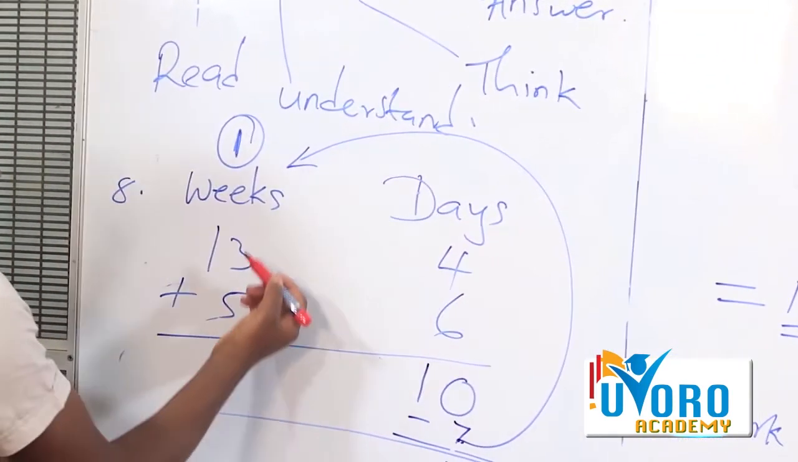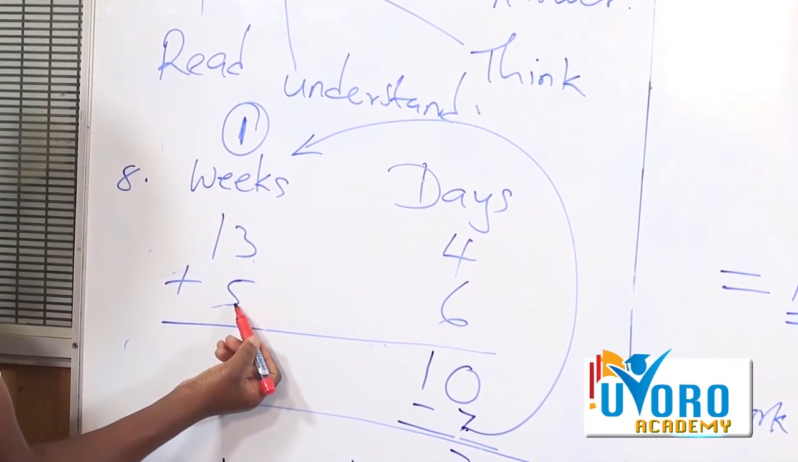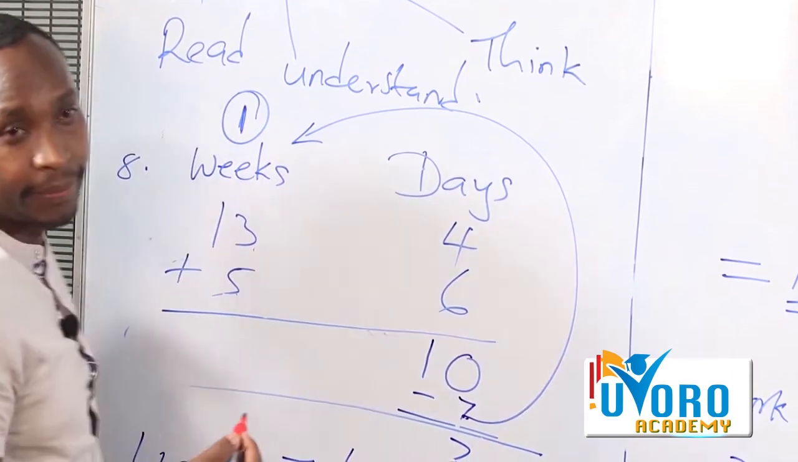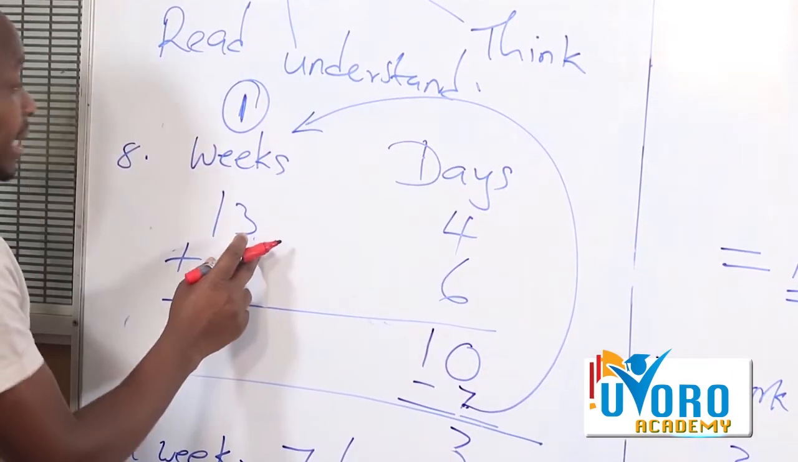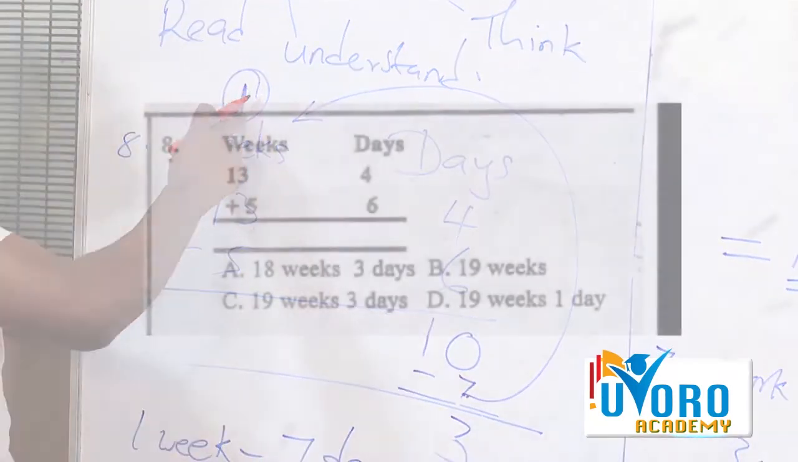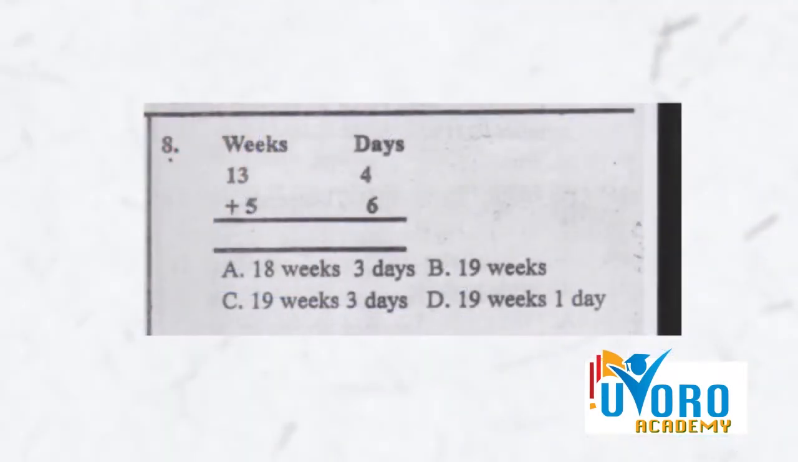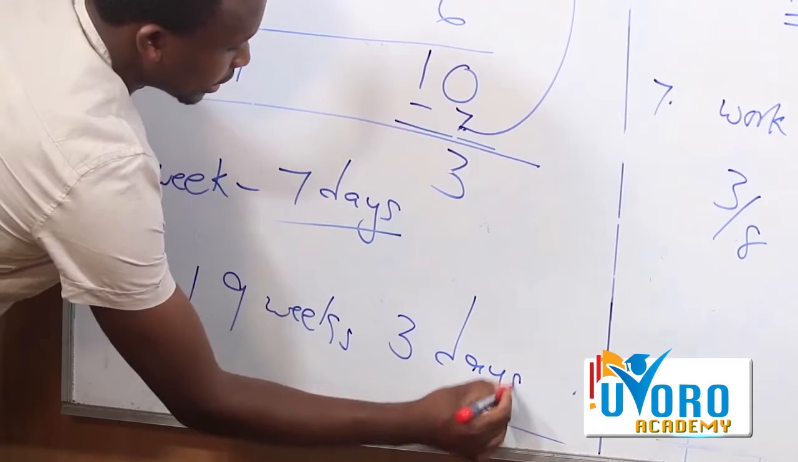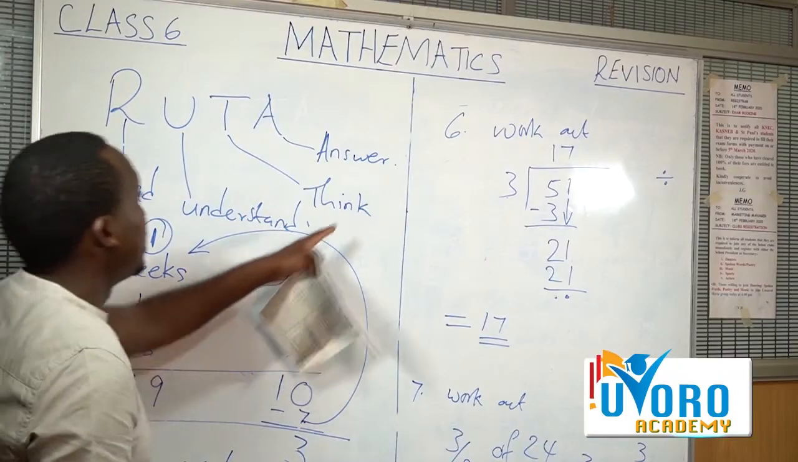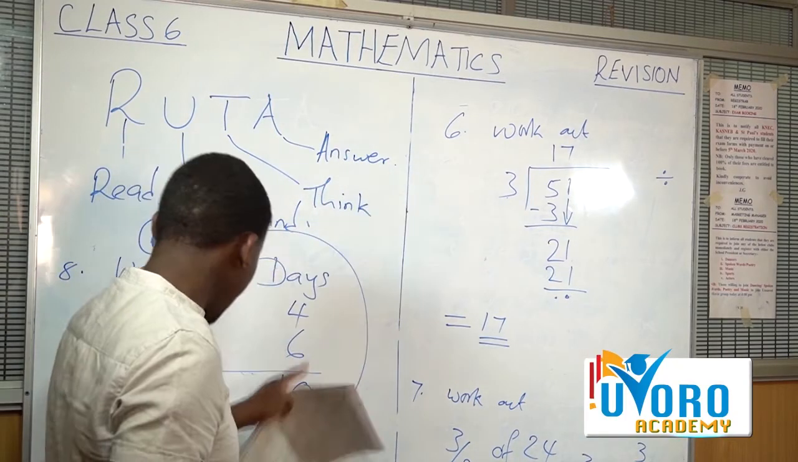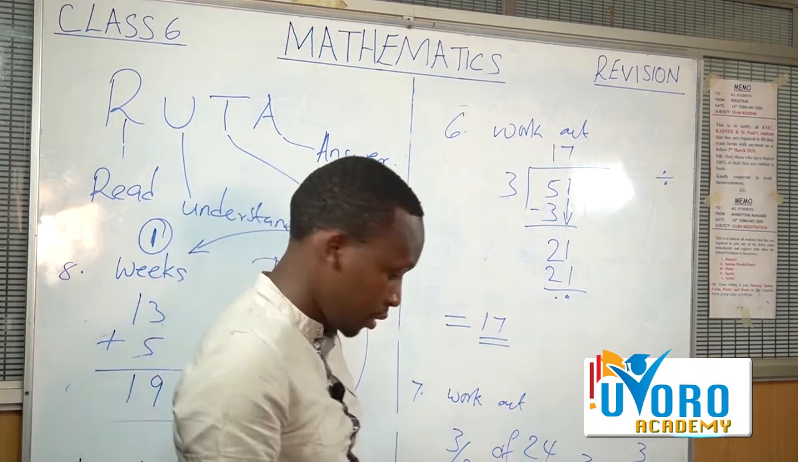Now, we continue. 3 plus 5 is what? Yes, very good, 8. 8 plus the one that we carried, 9. Write 9 there. 1 plus nothing is 1. So our answer is 19 weeks, 3 days. That is our answer.